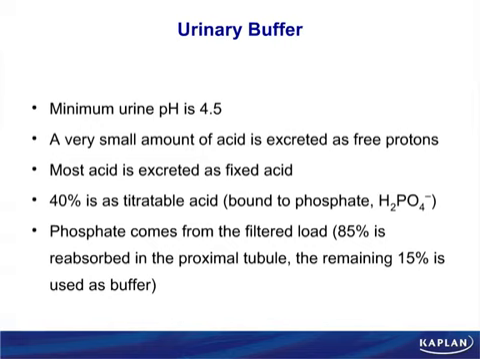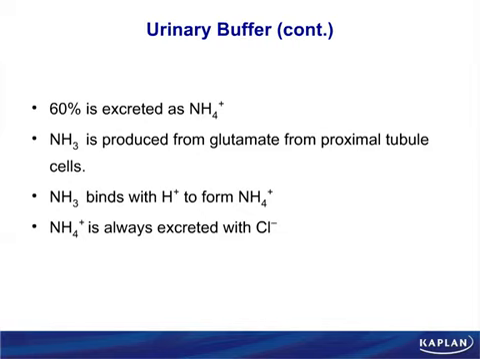40% of the acid you are producing is excreted as titratable acid. Titratable means bound to phosphate. This phosphate comes from your diet. This phosphate comes from the phosphate that is filtered. The other 60% is excreted as ammonium. Now, ammonia is produced from glutamate by the proximal tubule cells. That ammonia binds to protons to form ammonium. So, 60%, most of your acid, is excreted in the form of ammonium.